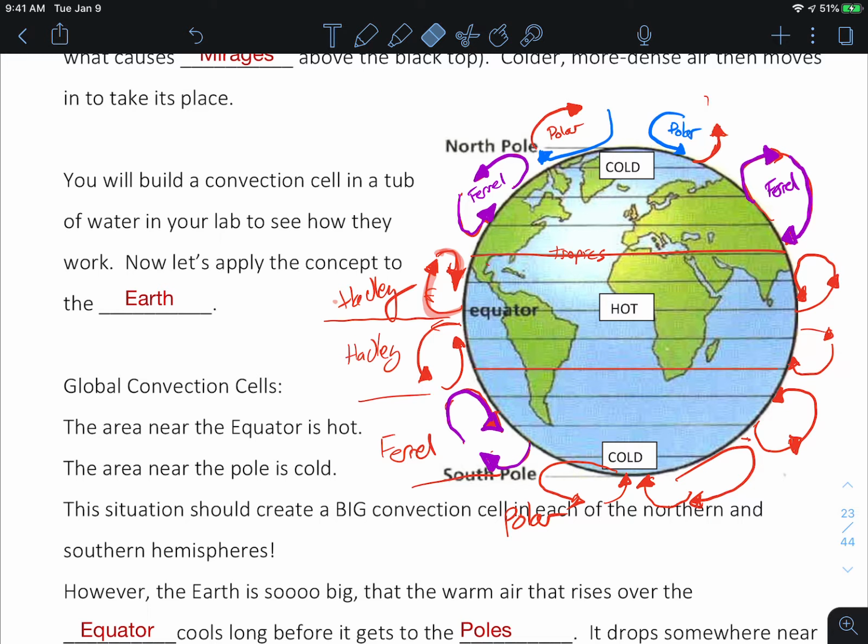Hadley cells in the southern hemisphere are moving counterclockwise, and the Ferrel cell is moving clockwise. And in the northern hemisphere, the Hadley cell is moving clockwise, and the Ferrel cell moves counterclockwise. So that is the property of the Ferrel cell, that it always moves in the direction opposite to the Hadley and polar cells. Hadley and polar cells move together, and the Ferrel cell moves opposite.